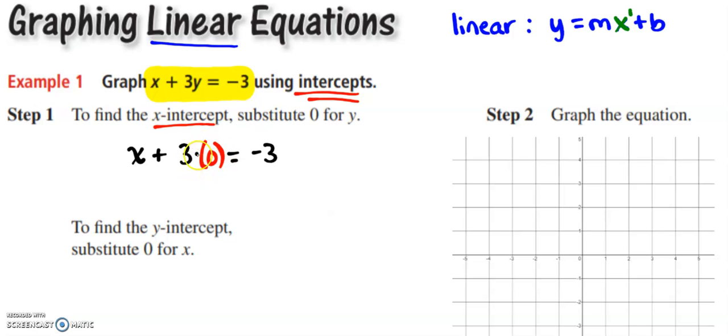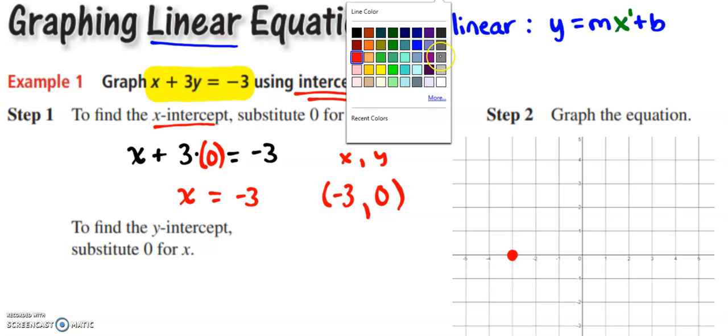we're going to multiply 3 by 0. 3 times 0 is 0. So all we have left on this left-hand side is x. So x equals negative 3. So what do we have? If we're thinking about a point (x, y), we just put in 0 for y, and we got negative 3 by doing our math. So that's a point. I'm going to put a dot at (-3, 0), because that's one of our points.